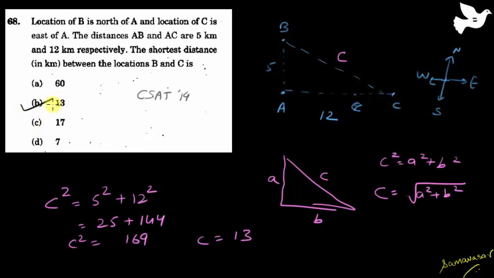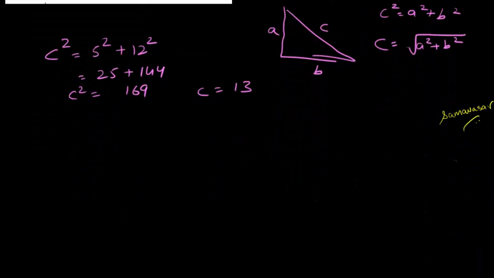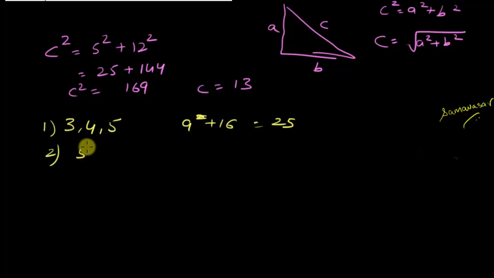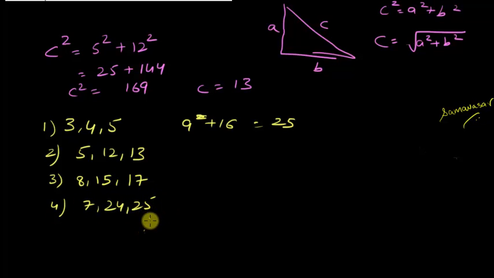Now, for the exam purposes, you should remember some Pythagorean triplets because they might help you solve questions very quickly in the exam. So let me just list some of those. The simplest one is 3, 4 and 5, because 3 square plus 4 square, that is 9 plus 16, is equal to 25. Second one is the one you just saw, 5, 12 and 13. Then we have 8, 15, 17 and 7, 24, 25 and so on.